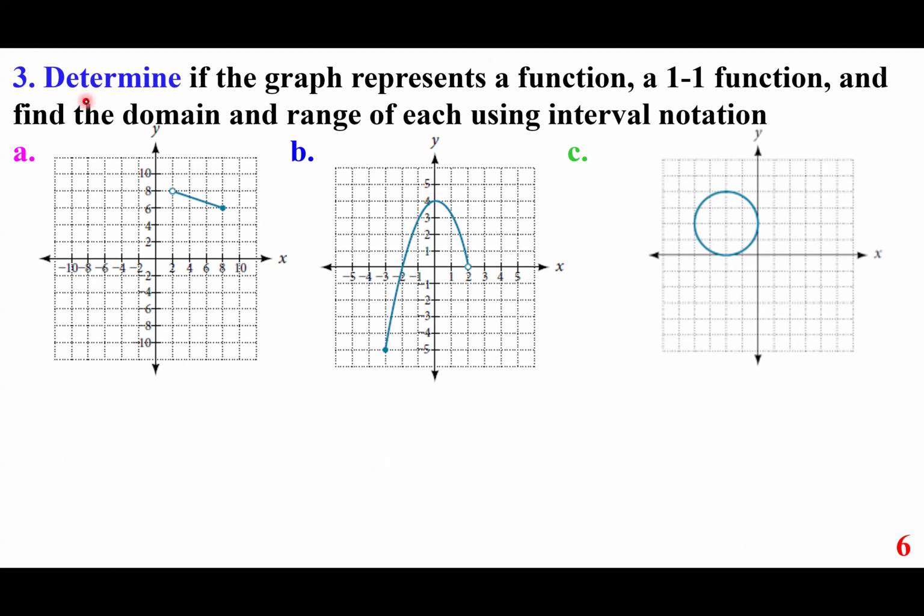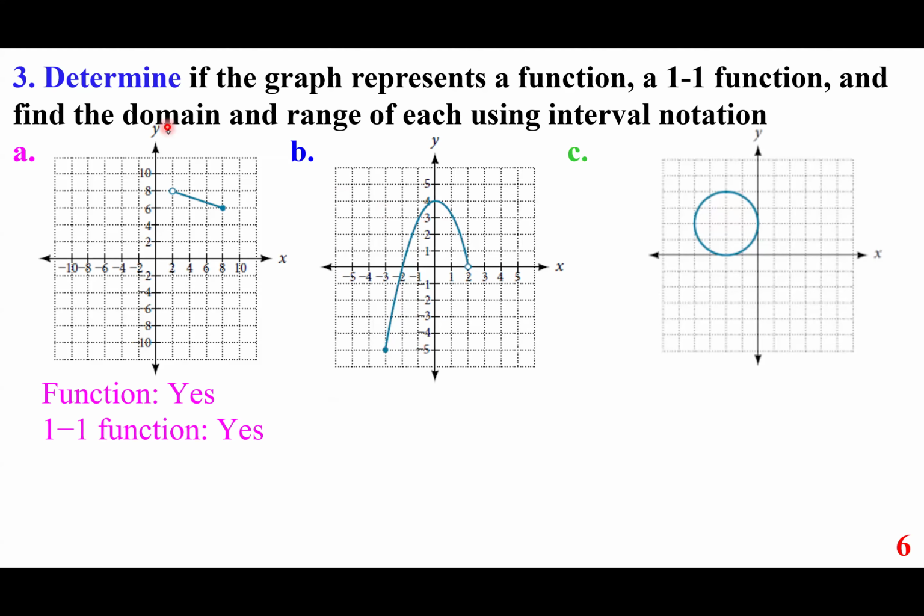Determine if the graph represents a function, a one-to-one function, and find the domain and range of each using interval notation. So, is this a function? Yes. Is this a one-to-one function? Yes. Here's the reason. You basically look at it: does this pass the vertical line test? Can you come up with any vertical line that crosses the graph more than once, or any horizontal line? This one for the vertical, this one for the horizontal line, and therefore the answer is yes in both cases.